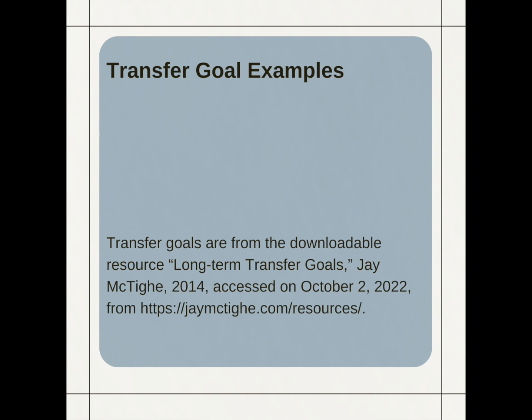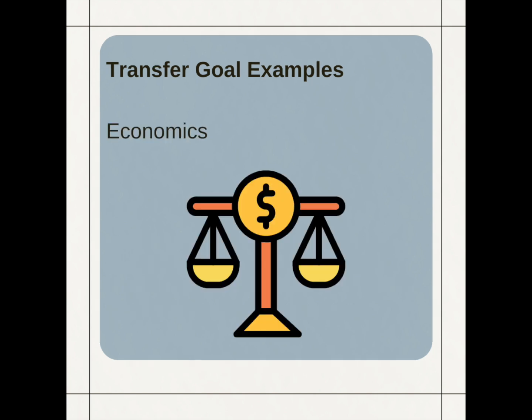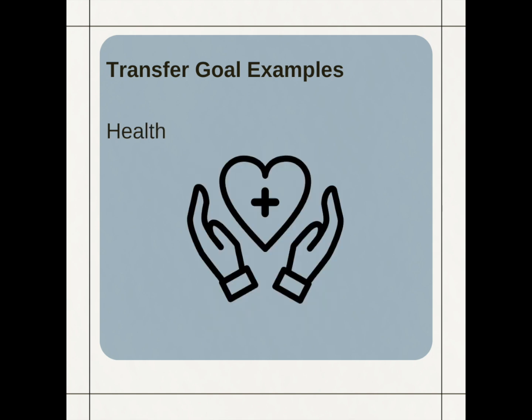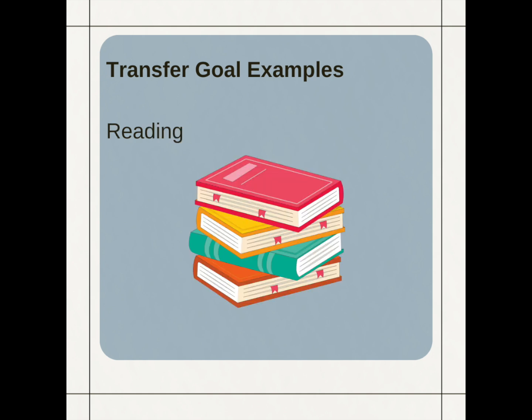Here are a few more examples of transfer goals. For economics, to make economically sound and ethical financial decisions. For history, to use knowledge and patterns of history to better understand the present and prepare for the future. For health, to make healthful choices and decisions regarding diet, exercise, stress management, and alcohol and drug use throughout one's life. For reading, to read and respond to text in various genres.